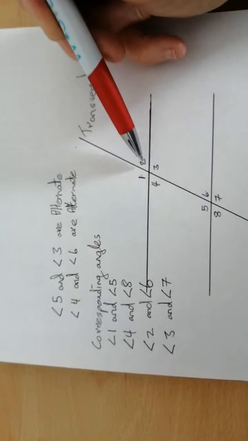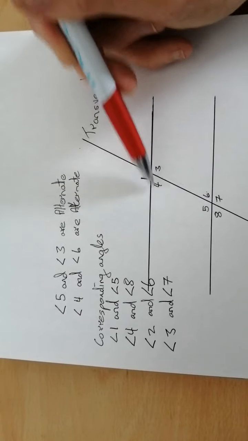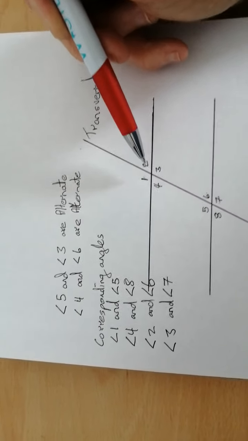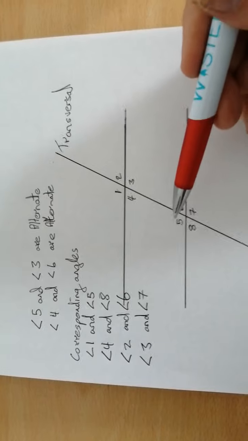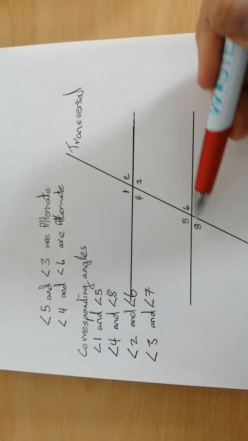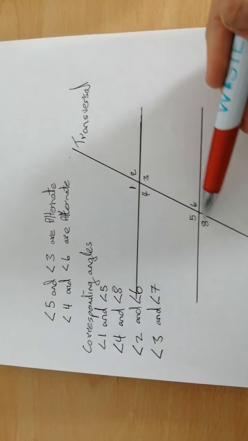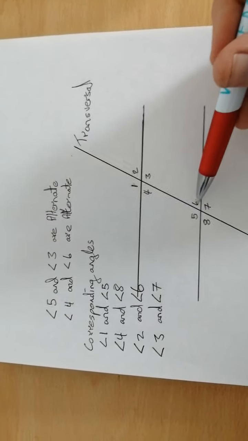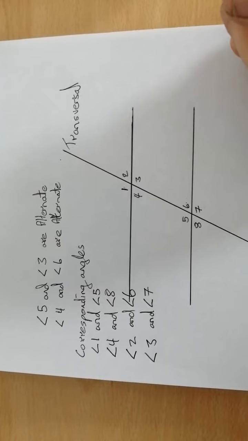2 and 4, vertically opposite. They're both acute angles. We say they're both 80 each. They're equal. Down here, 5 and 7. Those angles are equal in measure. They're vertically opposite. 6 and 8 are also vertically opposite. So they're equal in measure. They're the same size.